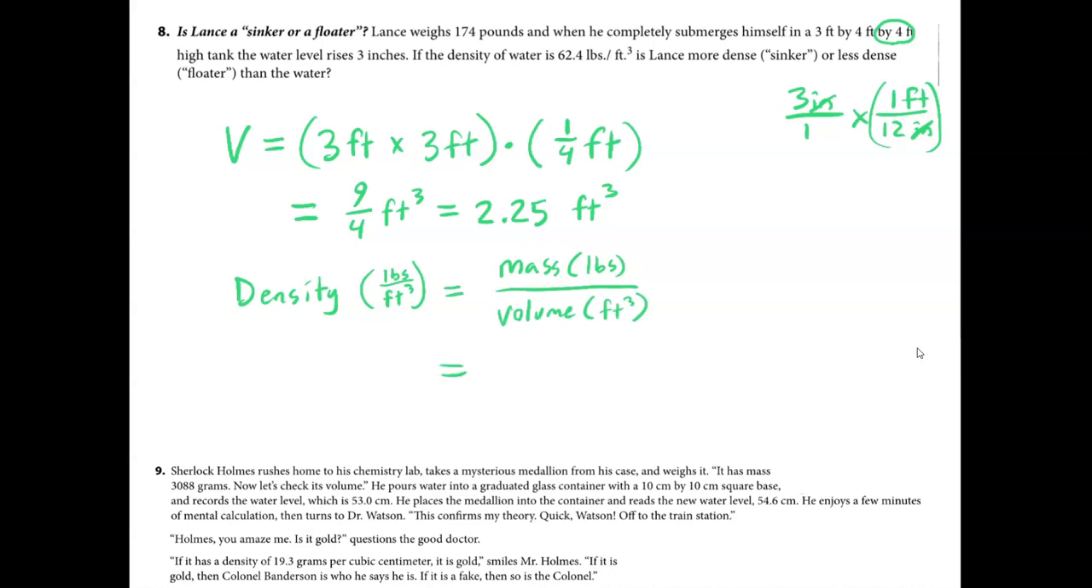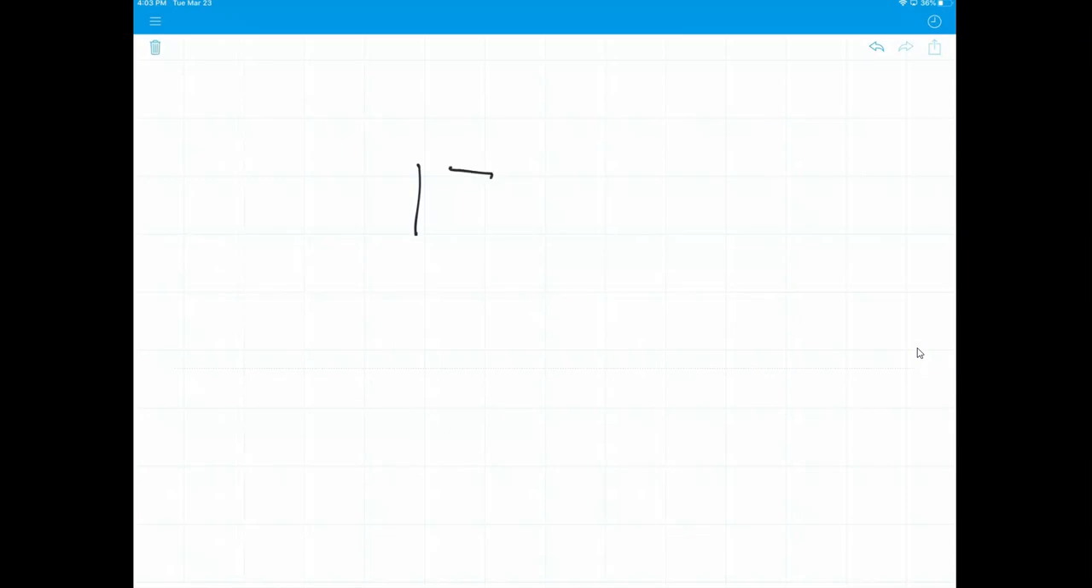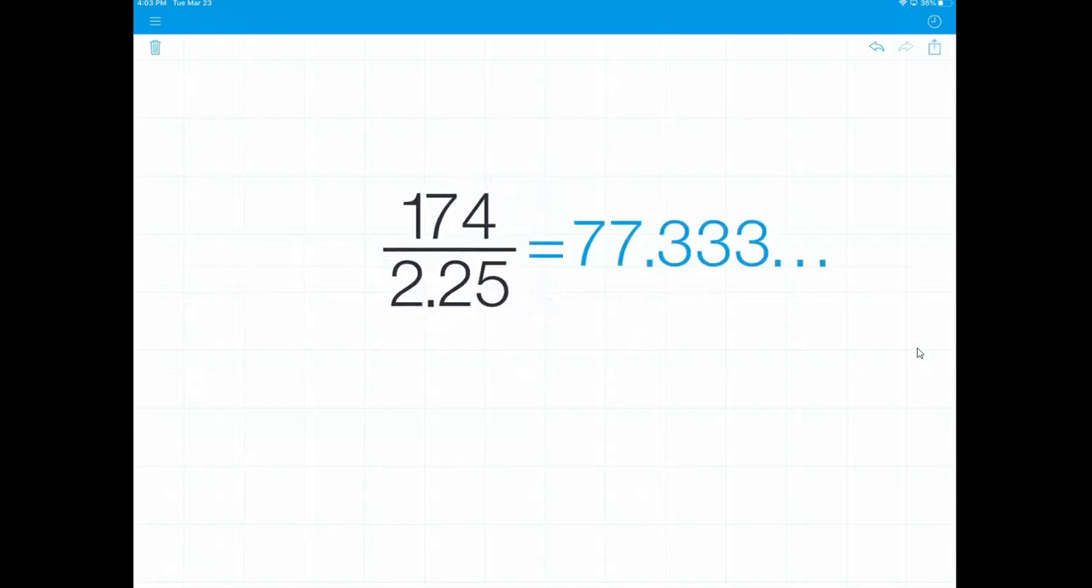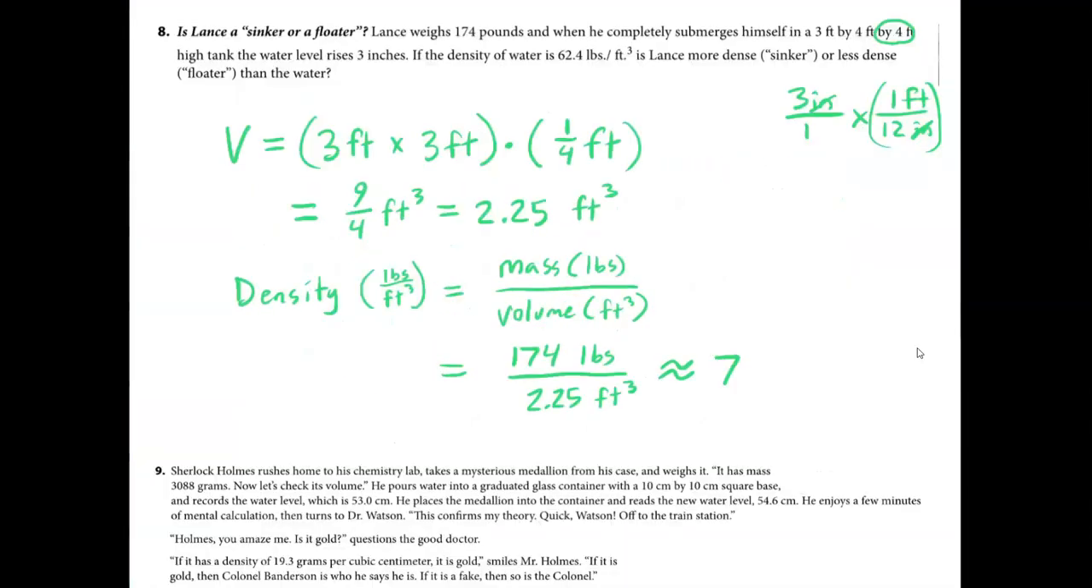So we get a weight of 174 pounds divided by a volume of 2.25 cubic feet. So the question is, so this is around what? So 174 divided by 2.25. 77.3. Okay, so we get 77.3 repeating, and that's pounds per cubic feet. Now the question is, will he float or sink?